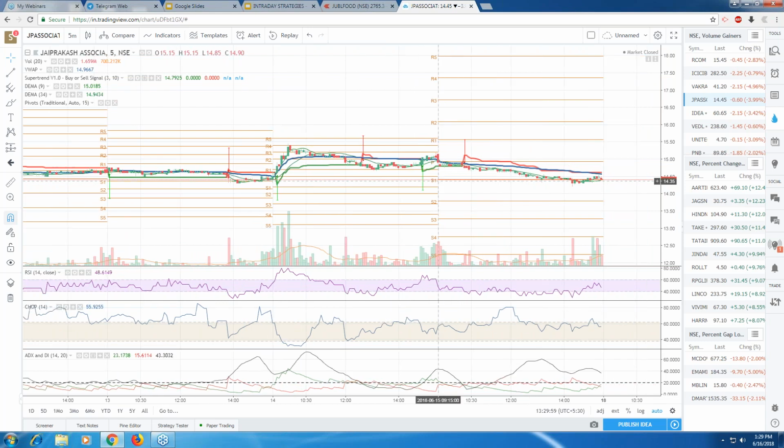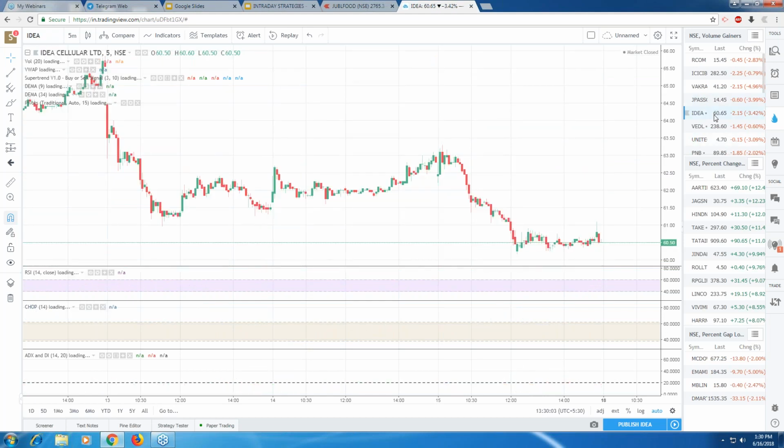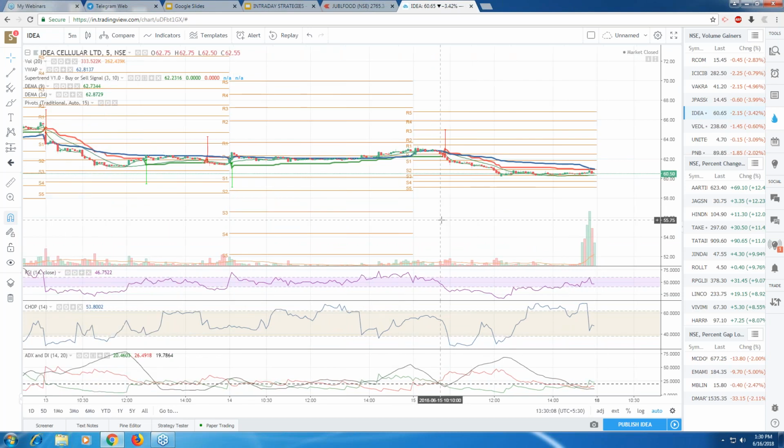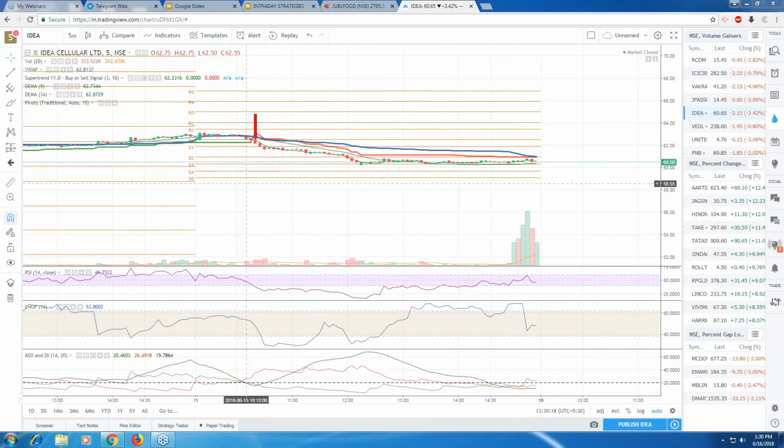We want absolute certainty, right? Like here, IDEA gave a beautiful signal. First, we got a Supertrend sell signal out here, and RSI went below 40, choppiness went below 40, and ADX, see here, it's between the red and the green line, and the black line is in the middle of it. So you can sell after the first candle is formed.